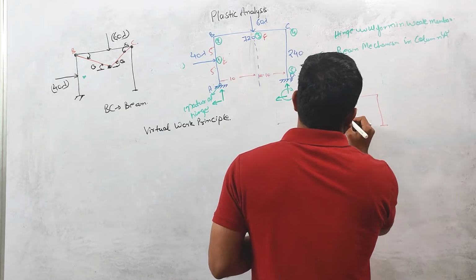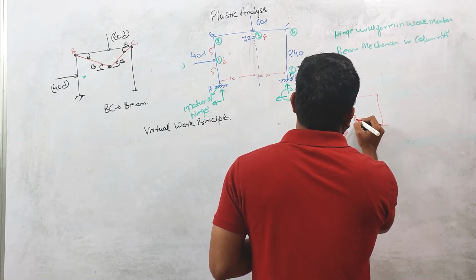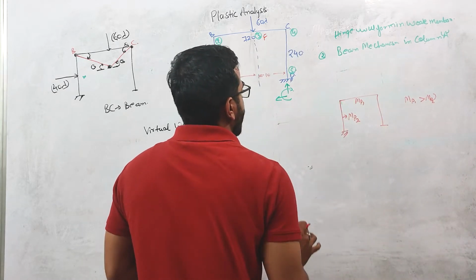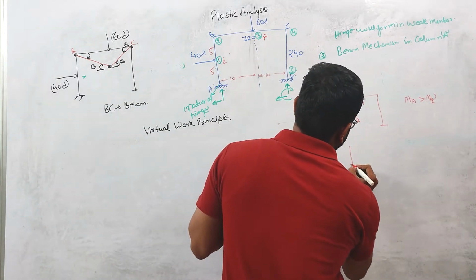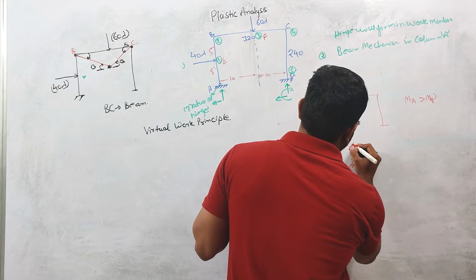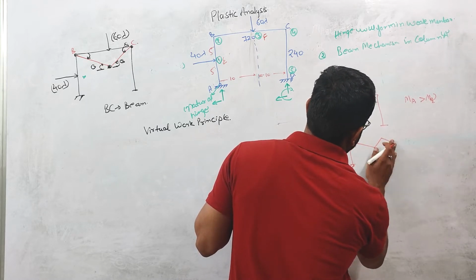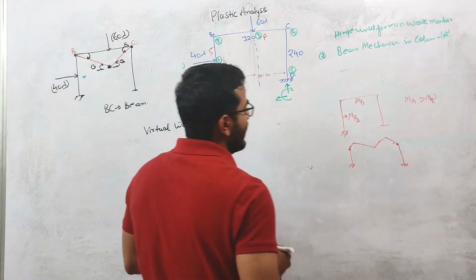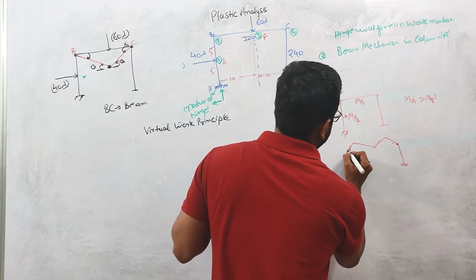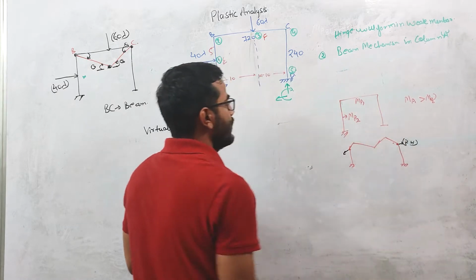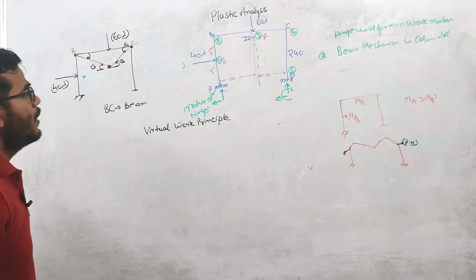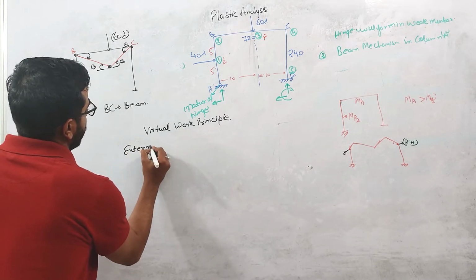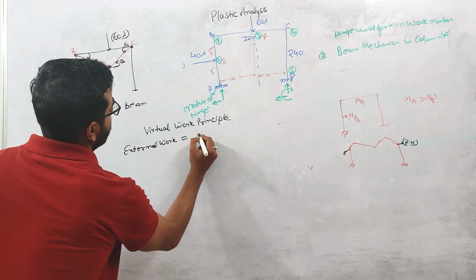If this is your frame and you are saying that this is MP1, this is MP2, and this is MP1, so if MP1 is greater than MP2, for the beam mechanism of BC, it will look like this. You can see that the plastic hinges are forming in this column. These are the points of plastic hinges. The plastic hinges are forming in the weak member. So now if you apply the virtual work principle on this mechanism, I can write external work is equal to internal work.